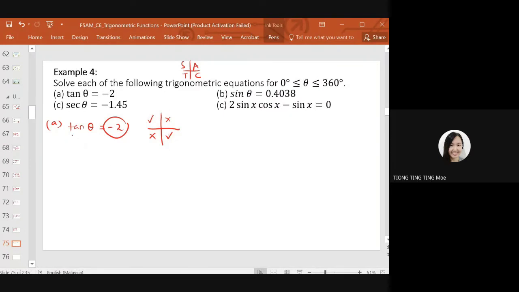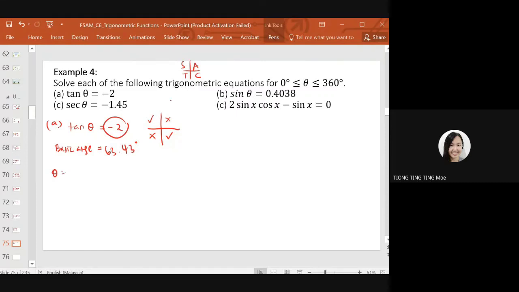So we have to find the basic angle, or we call it the reference angle. What is the basic angle? Press your calculator, shift tangent 2. We press our calculator, shift tangent 2. 63.43 degrees. Okay, we have the basic angle ready.